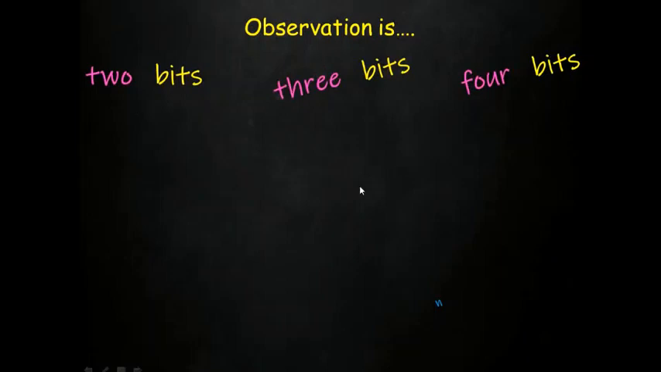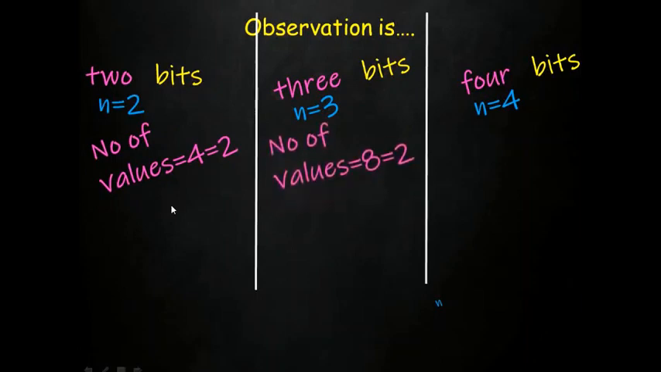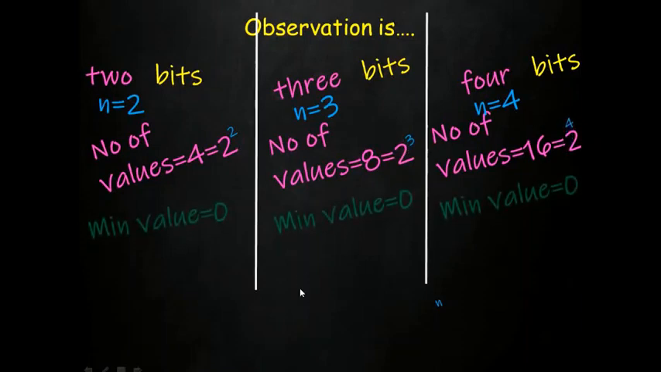However, the observation is when you have 2 bits and when you have 3 bits and when you have 4 bits, that is n is 2, n is 3 and n is 4. Here number of values is 4, 8 and 16. How do you get that? This is 2 raised to 2, that is this 2. This is 2 raised to 3, that is this 3. This is 2 raised to 4, this is this 4.